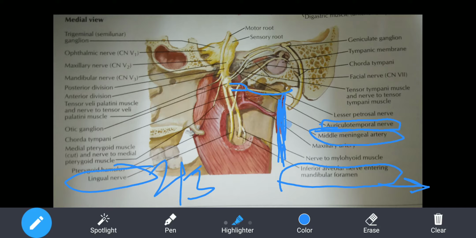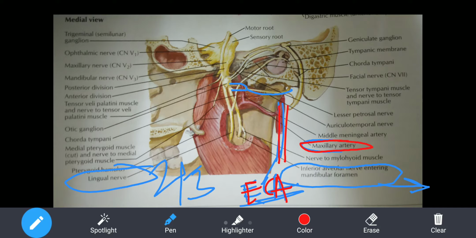One second, I will erase this for you. See, this is the internal carotid artery. Its branch, no, external carotid artery, I'm sorry, this is the external carotid artery. I'm showing it in blue, I'm sorry, I will show it in red. External carotid artery. Its branch is which? Maxillary artery. Where is it? Here it is.